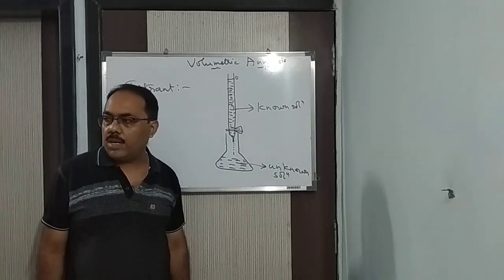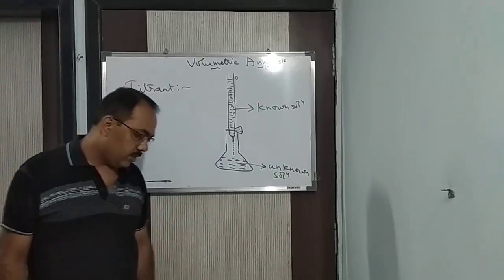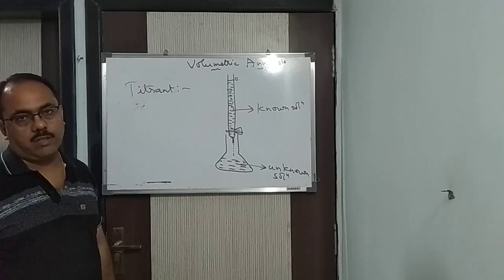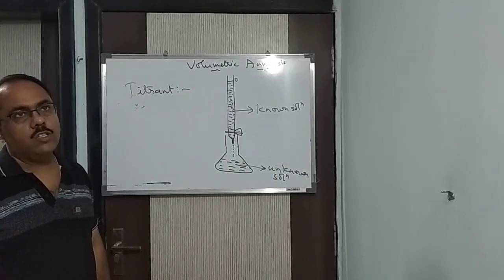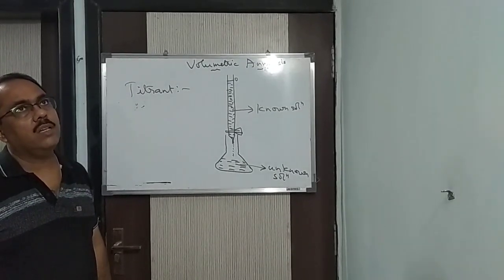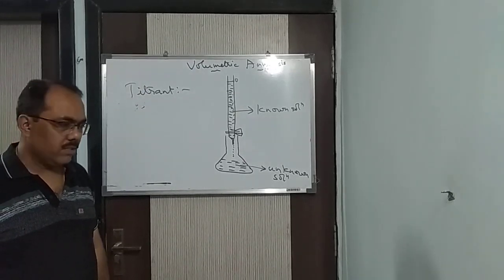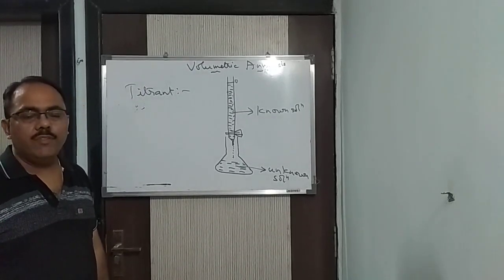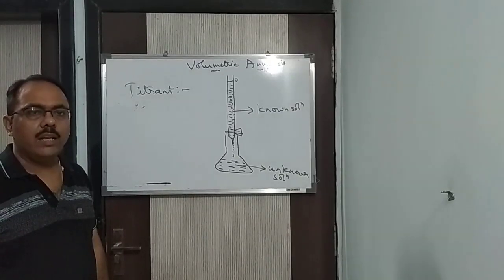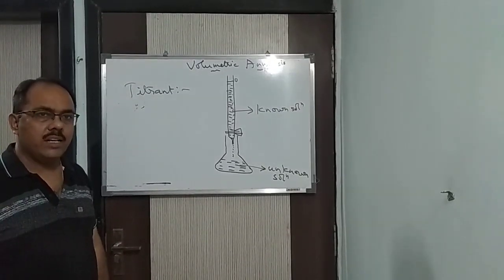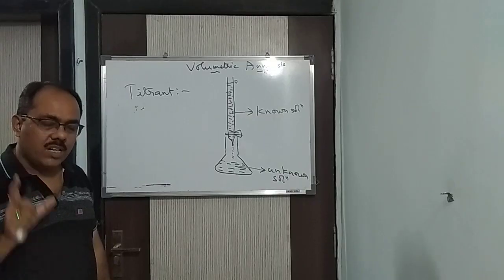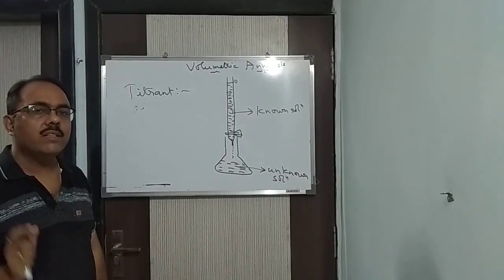Example, sodium hydroxide, potassium hydroxide, hydrochloric acid, etc. So in case of primary titrant, you see it is already standardized. We know the weight of the particular substance. But in case of secondary, we do not know, we have to accurately weigh it and it needs to be standardized. Standardized means a solution whose concentration we know. That's called a standard solution.